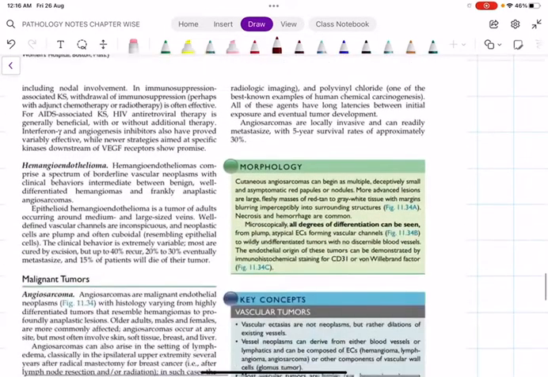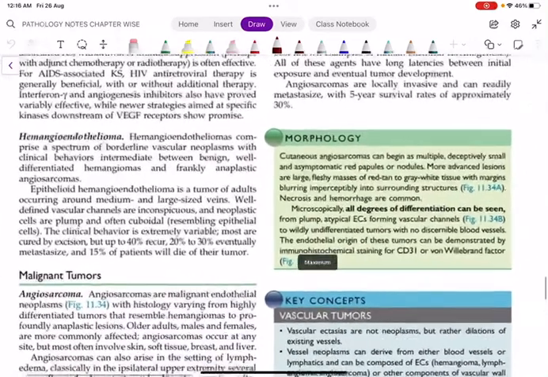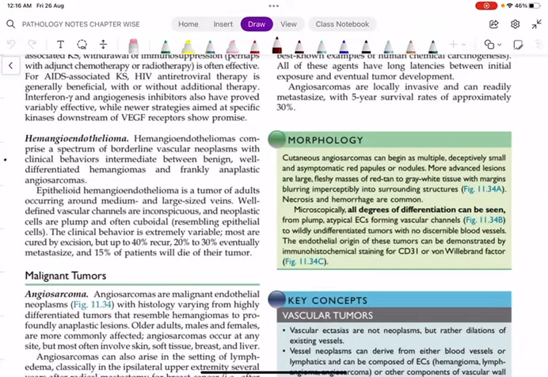Then the second category, intermediate or borderline tumors, is what we call hemangioendothelioma. Remember, hemangiopericytoma is a malignant tumor of the blood vessel, whereas hemangioendothelioma is a borderline tumor. Kaposi sarcoma is also a borderline tumor, that means it falls between benign and malignant categories. So epithelioid hemangioendothelioma is a tumor of adults occurring around medium and large sized veins. Very, very important.